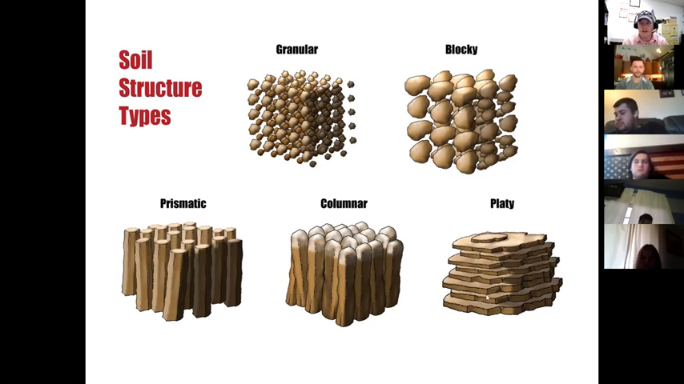There's one that's not listed here that is kind of important, especially around here, and that is something that we call massive. A massive soil structure is where it usually ends up that we have just sand. And so the sand is unable to form itself into a granular or a blocky structure. Of course, it's not going to be platy or any of these others. It's just kind of a big fat mass. And that's what we call a massive structure.